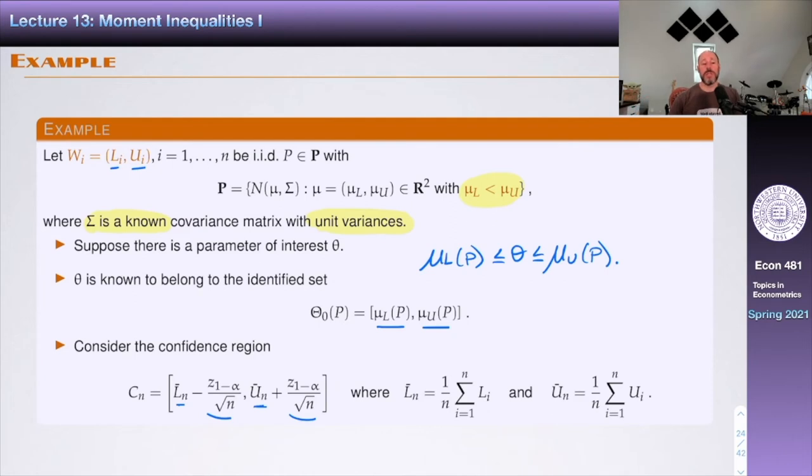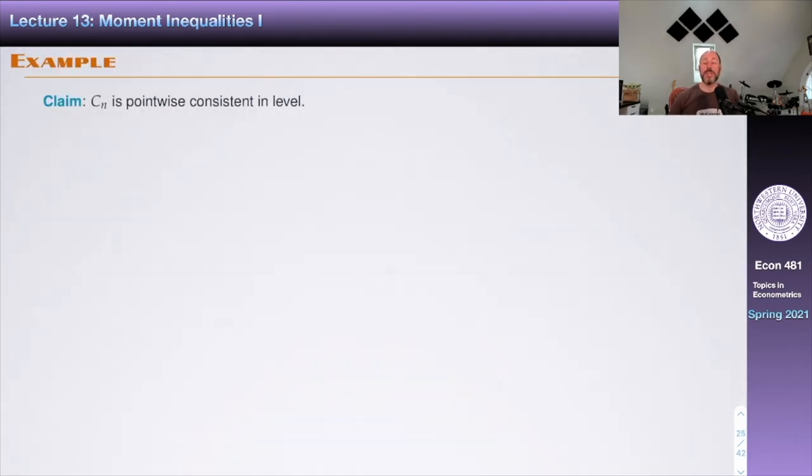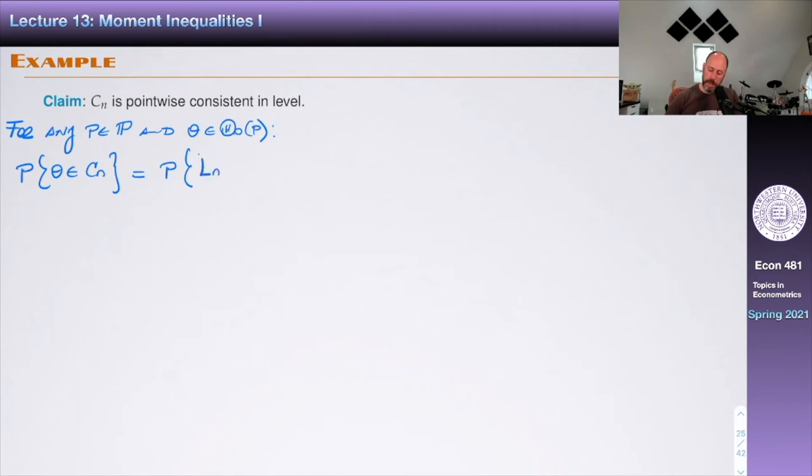Why is this natural? Well, part of the reason is that this confidence region is actually pointwise consistent in levels. Let's see this. Let me write. So for any P and theta, the probability that theta belongs to this confidence set is equal to the probability that theta is in between L bar minus the quantile divided by square root n and U bar n plus the quantile divided by square root n.